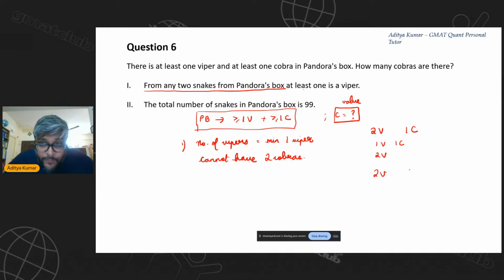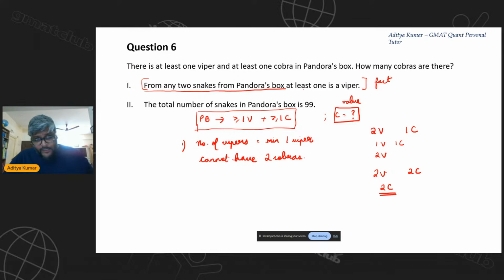But if I have two vipers and two cobras, if I pick any two, the statement is telling me if I pick any two snakes from Pandora's box, at least one is a viper. If I have two vipers and two cobras, there is a possibility that when I pick any two snakes, I can get two cobras as well. And that would go against the entire statement. Remember, any statement given to you in a data sufficiency question is also a fact. It's a cardinal truth. You cannot violate that statement. The scenarios that you can take can only satisfy the fact.